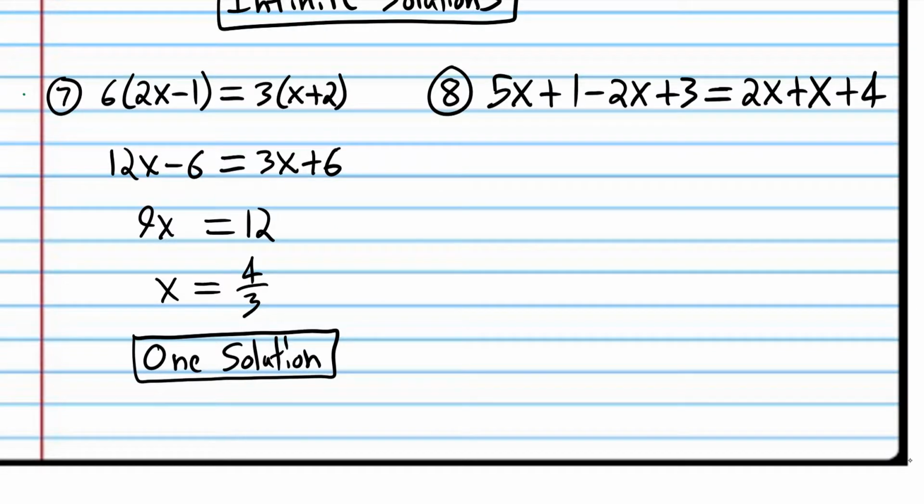All right, we're back. So we're going to combine the x's. 5x minus 2x is 3x. And we're going to add 1 and 3 to get 4. And we're going to add 2x and 1x to get 3x. And then we're left with the following expression. And we're going to subtract 3x from both sides, and we're left with 4 is equal to 4. So the x's cancel out, and we're left with an equation that is true, so that means there are infinite solutions.